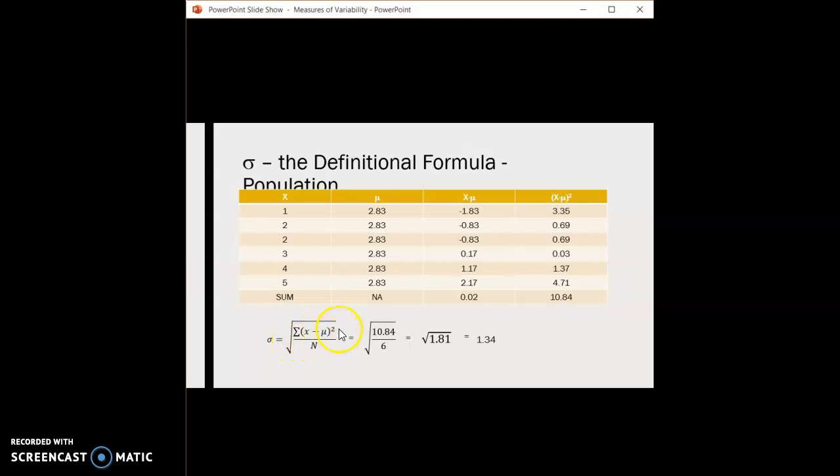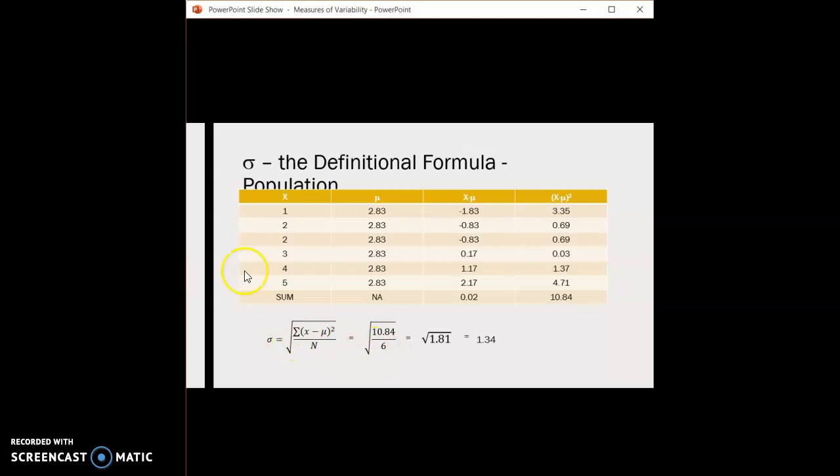So as I mentioned here, the top part of this equation, the sum of (x minus the mean) squared, is called the sum of squares, right? So it's the sum of the squared deviations around the mean. When we divide that by n, that gives us the average sum of the squared deviations around the mean, which is our variance. And then when we take the square root, it is the average distance of the scores from the mean, and that's our standard deviation.